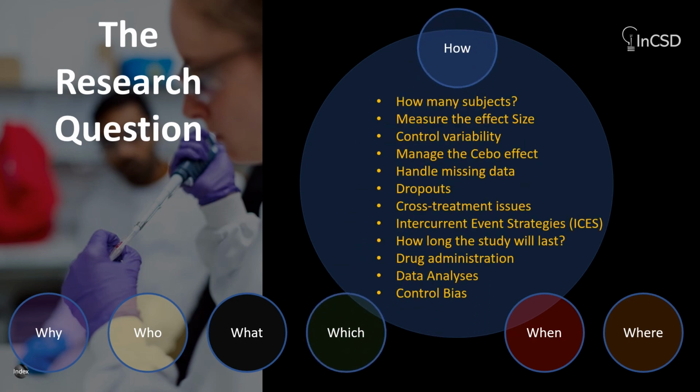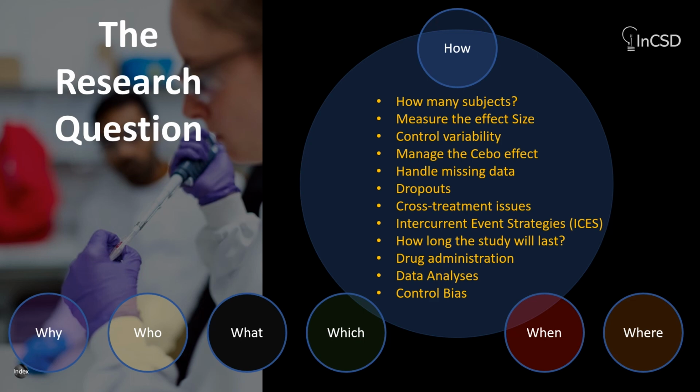Finally, we ask how, not the W in how. This can be asked as a quantity. For example, how many subjects? How long will the study last? Knowing how long the study will last and when the interim analysis will take place is fundamental for study planning. This helps determine the type of data and the level of cleanliness that must be achieved before an interim analysis.